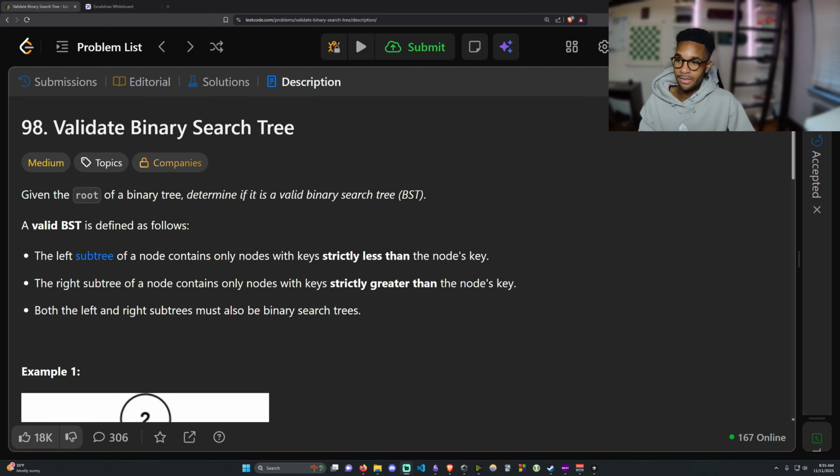Alright, hello everyone. Today I'm solving LeetCode 98, validate binary search tree. I believe this is a pretty good problem if you're on your way to understanding trees. Pretty good to understand how to validate a binary search tree. So let's start by reading the problem statement.